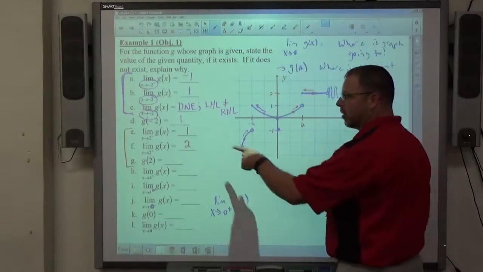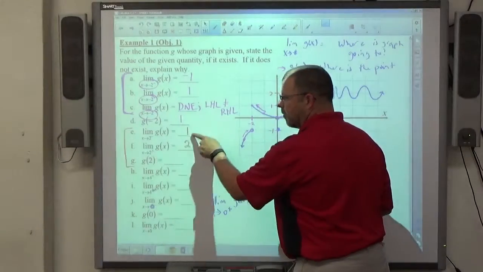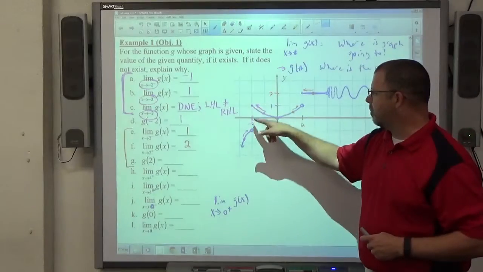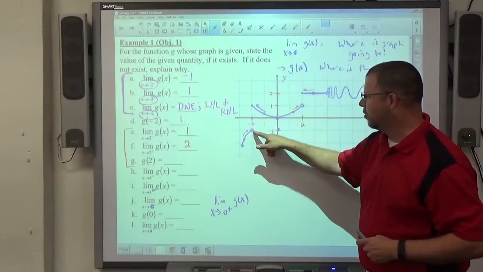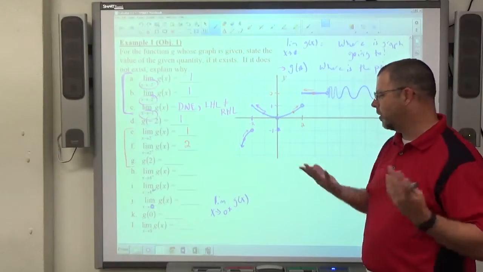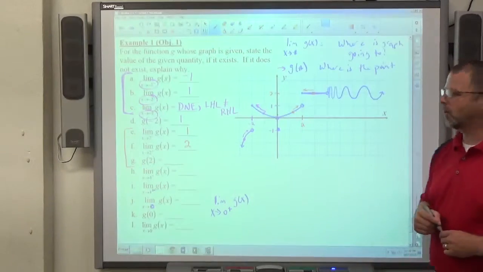Doesn't ask me this time, but notice once again the left-hand and right-hand limits are different, so the limit would not exist at 2. Both of those are called jump discontinuities because the graph goes to a point and then jumps somewhere else. So it's called a jump discontinuity.